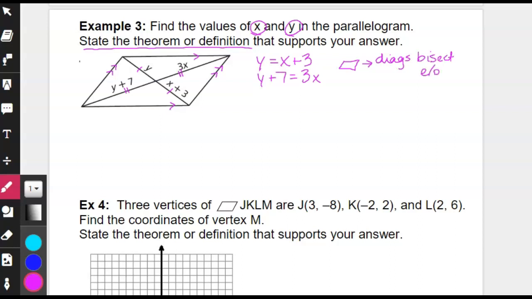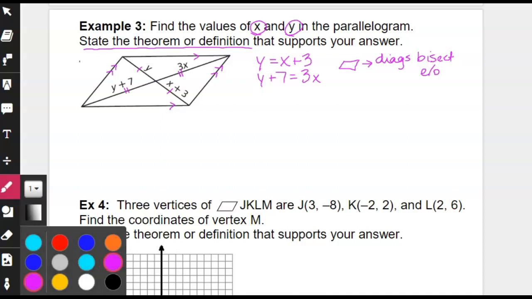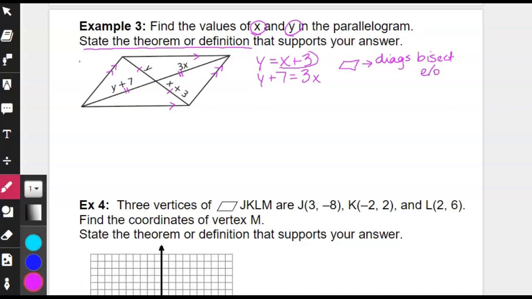And a lot of times geometry students freeze here and they're like, what in the world do I do? Well, recall back from your Algebra 1 and Algebra 2 days, if you have 2 equations with 2 variables, 2 unknowns, then this is a system of linear equations. And you can either use substitution or elimination to solve. Right now, this is set up for substitution. So we're going to take x plus 3, and since it equals y, we're going to substitute it for y.